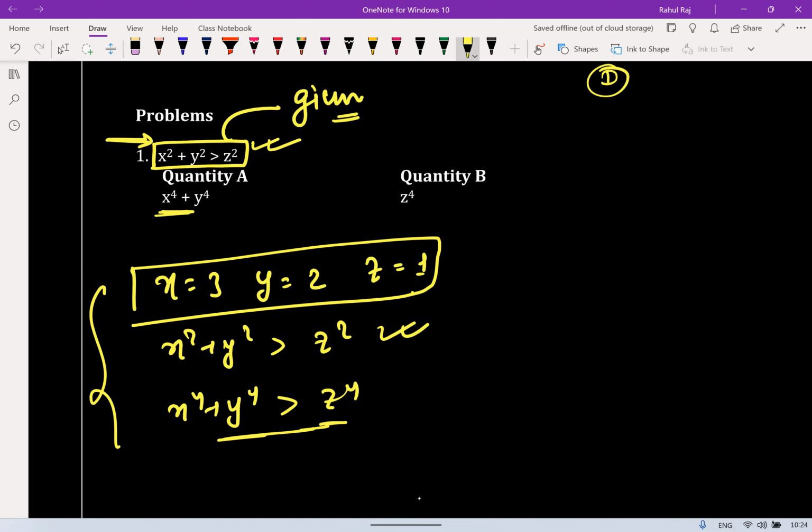All you have to show me now, considering you're marking D as the answer, is that for some value, z to the power 4 is greater than x to the power 4 plus y to the power 4. Whatever value you take, Alexa, ensure that x square plus y square is greater than z square, because this is given in the question. Here we're talking about power 4, so the value can change. Agreed? Now I'm quiet for a minute. You please do.